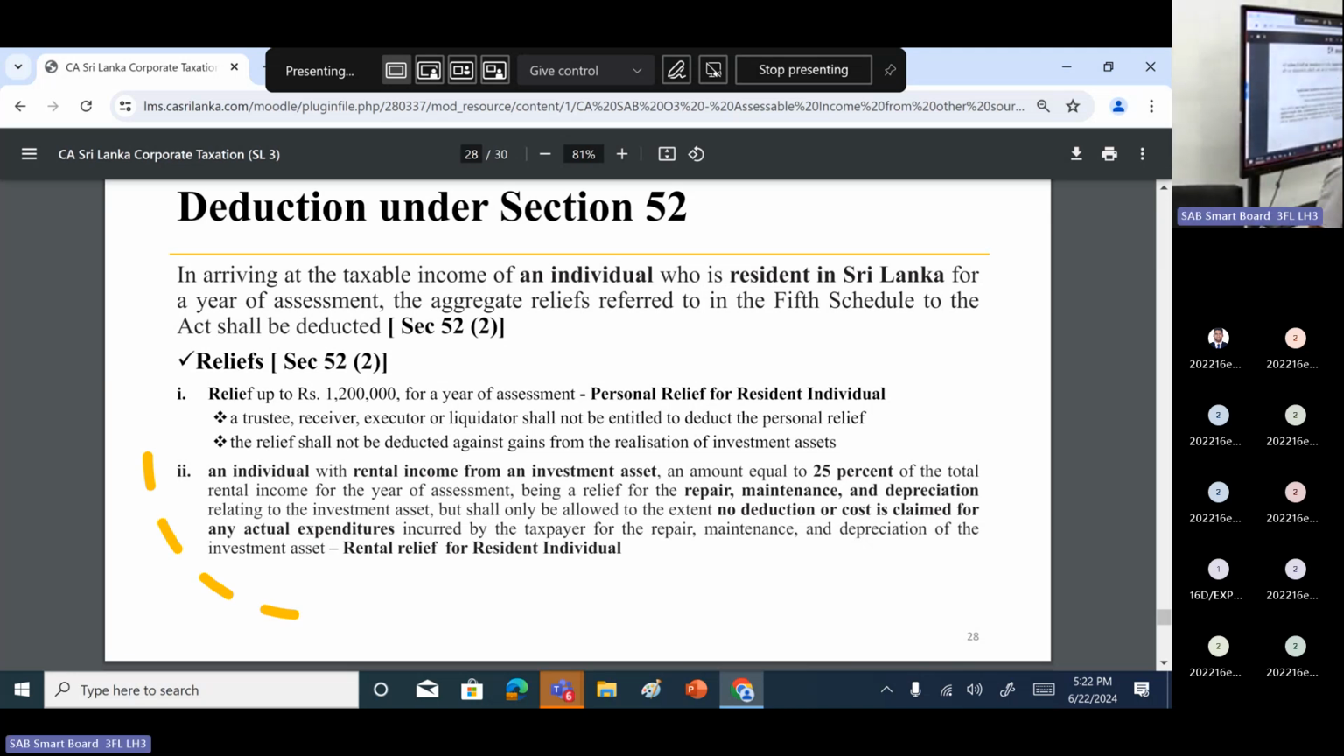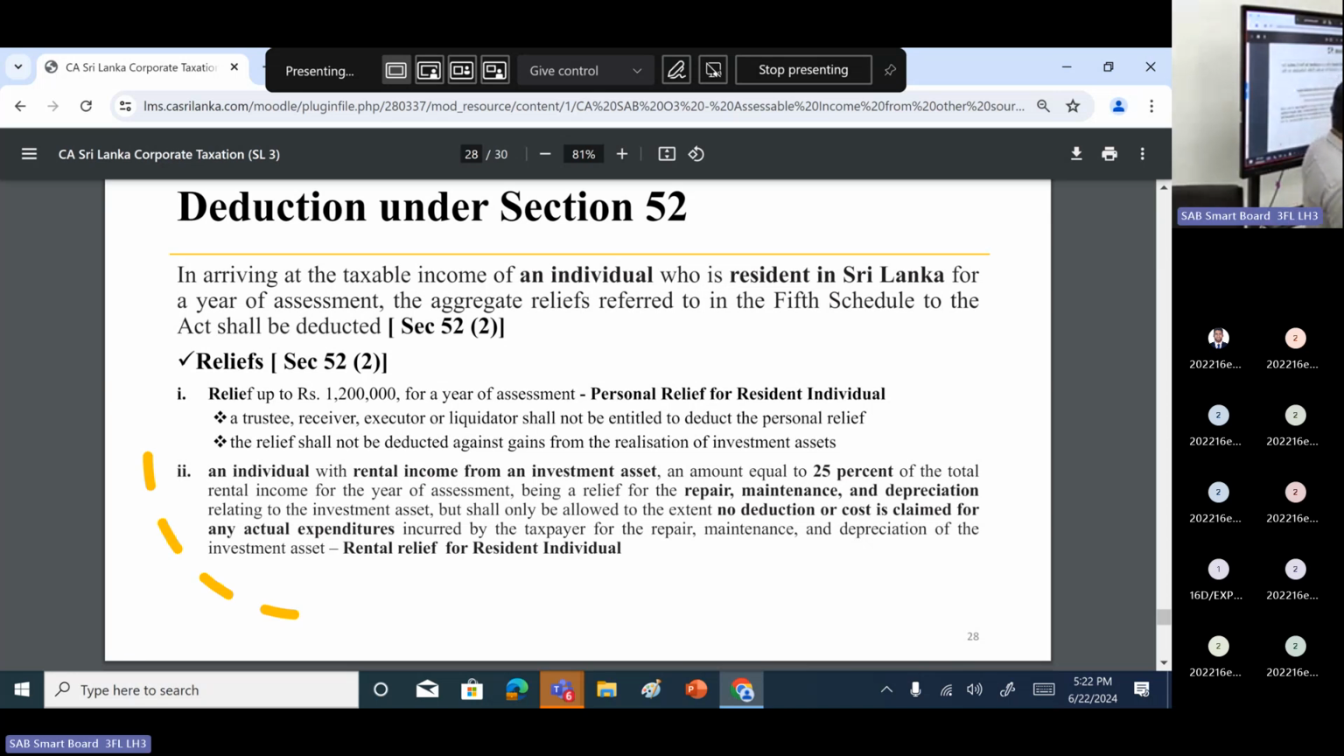In the case of a resident individual who has 1.2 million or less of taxable income, he is not liable for Sri Lanka income tax. It doesn't mean he is exempt. He is not liable. He is not within the chargeable section. He doesn't have a taxable income. A person should have a taxable income to pay tax. So 1.2 million is applicable for a resident individual.